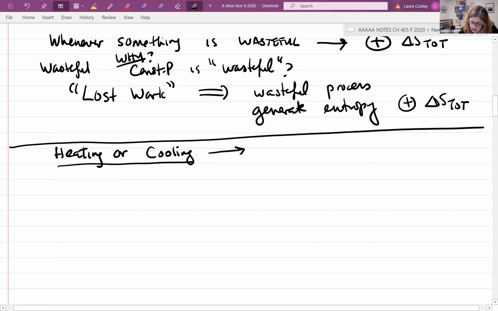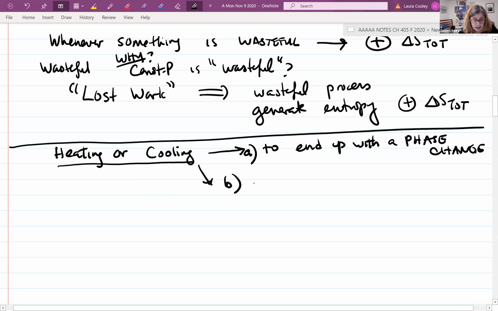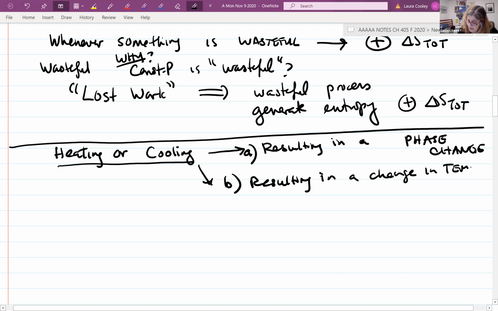And this is going to be heating or cooling to end up with a phase change, that's sort of A, or B, which is heating or cooling resulting, that's really probably what I should have written here, resulting in a phase change, or resulting in a change in temperature. So these are the two processes that we're going to talk about next.